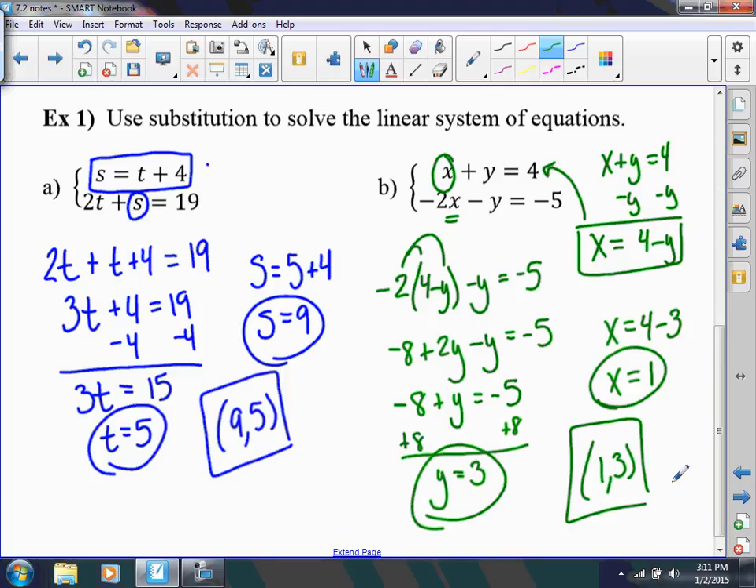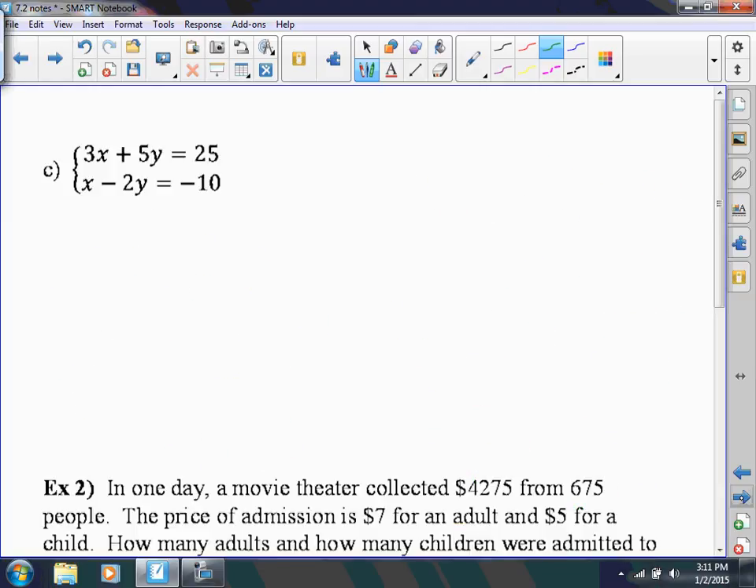I want to check it, make sure it works. So 1 plus 3 is 4, okay. And negative 2 times 1 is negative 2, minus 3 is negative 5. There we go, it works. Okay, so let's try that one more time.